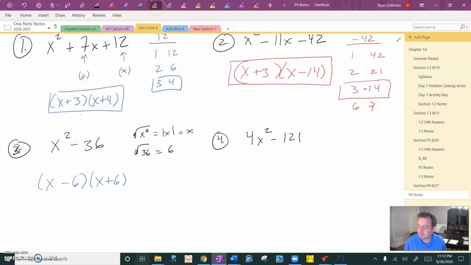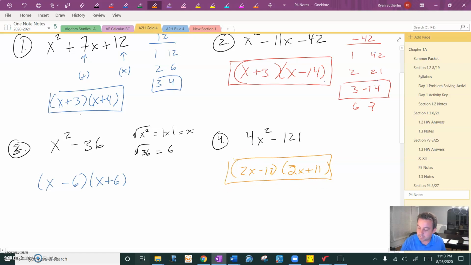Alright, let's see how you did with that. They're both perfect squares. The square root of 4x squared is 2x. The square root of 121 is 11. So this factors into 2x minus 11 and 2x plus 11. So that's factoring perfect squares. This does not work if it's addition between the two, only if it's subtraction. So those are some basic factoring patterns.